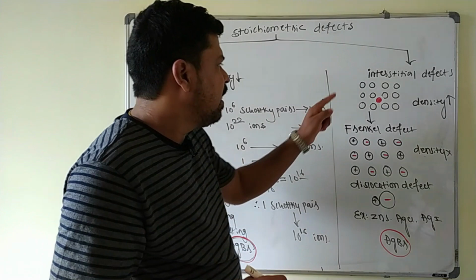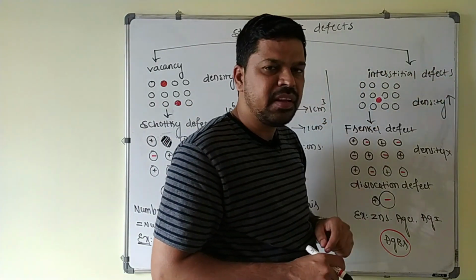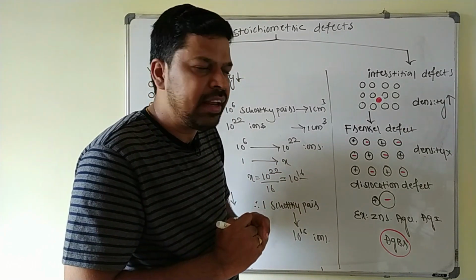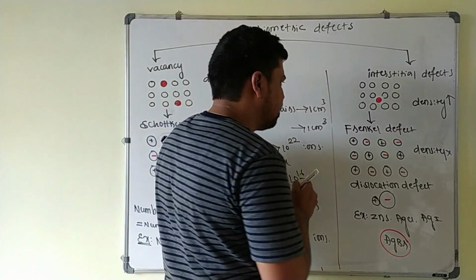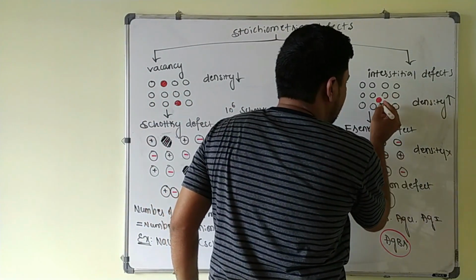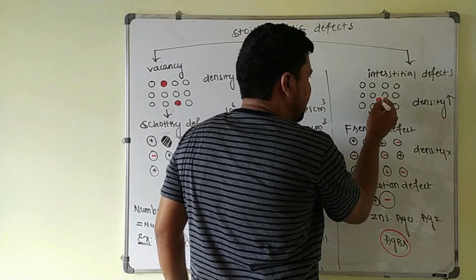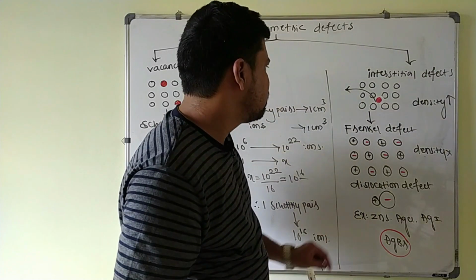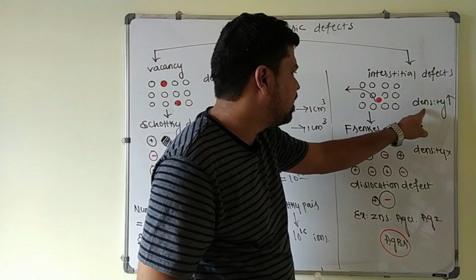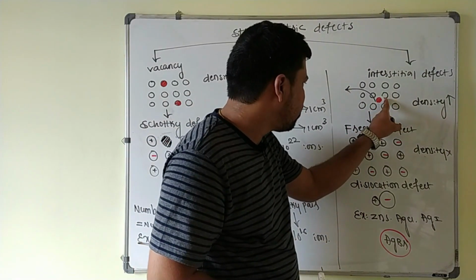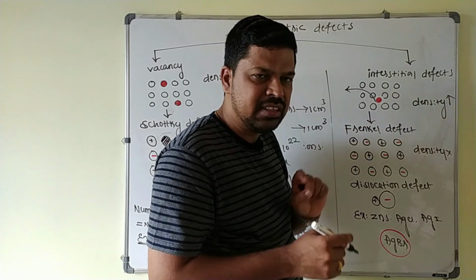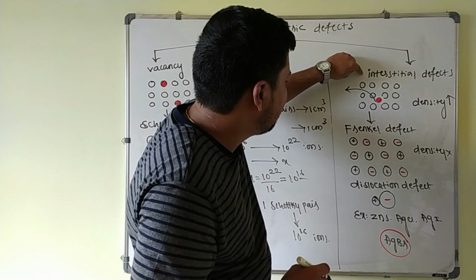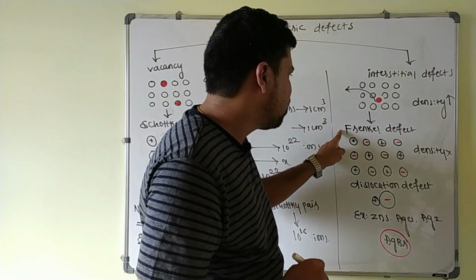Next one, interstitial defect. In the interstitial defect, whenever an extra constituent particle occupies an interstitial site like this, then it is called as what? Interstitial defect here. Because of interstitial defect, the density of the crystal increases because an extra constituent particle is occupying an interstitial site here. And the same interstitial defect in case of ionic solids, it is called as what?